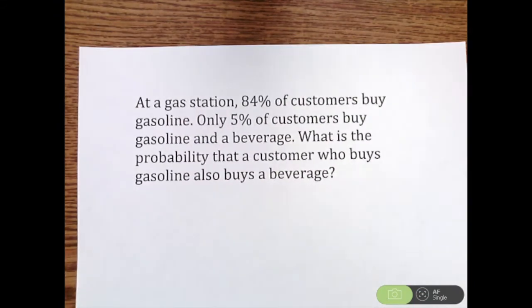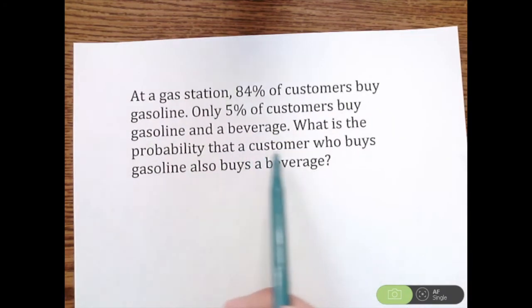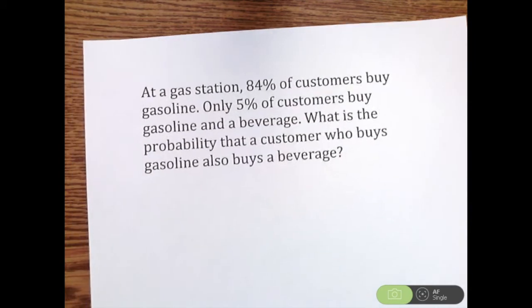One last problem to finish things out with conditional probability: we are at a gas station. 84% of customers buy gasoline. Only 5% of customers buy gasoline and a beverage. What is the probability that a customer who buys gasoline also buys a beverage?